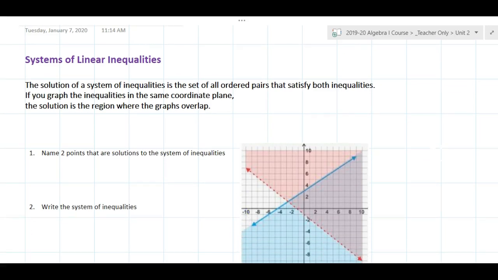The solution of a system of inequalities is the set of all ordered pairs that satisfy both inequalities. If you graph the inequalities in the same coordinate plane, the solution is the region where the graphs overlap. So it's the double shaded region.